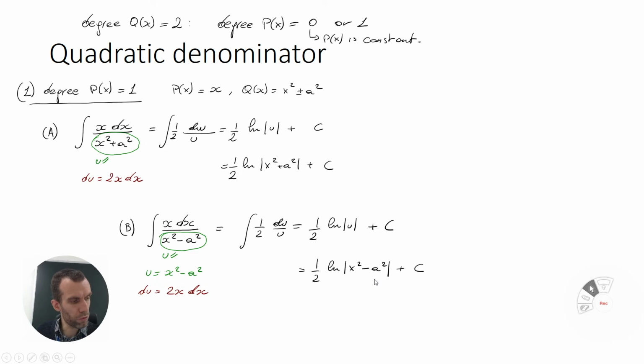So those are two specific cases, if you have x dx over x squared plus a squared or x squared minus a squared.